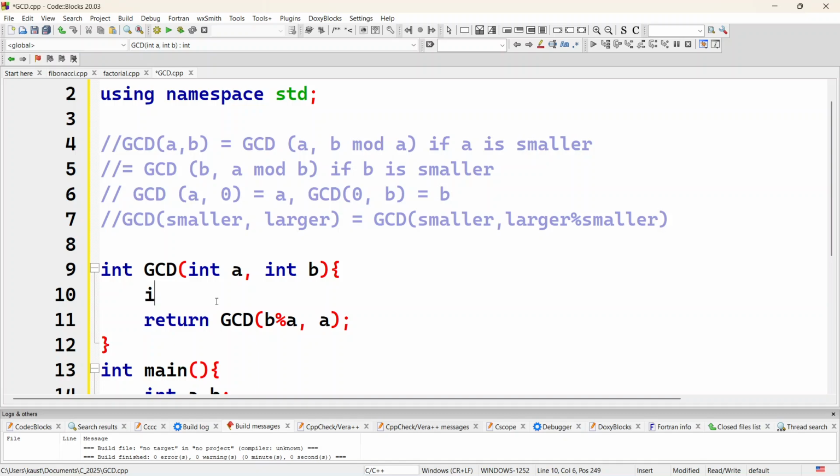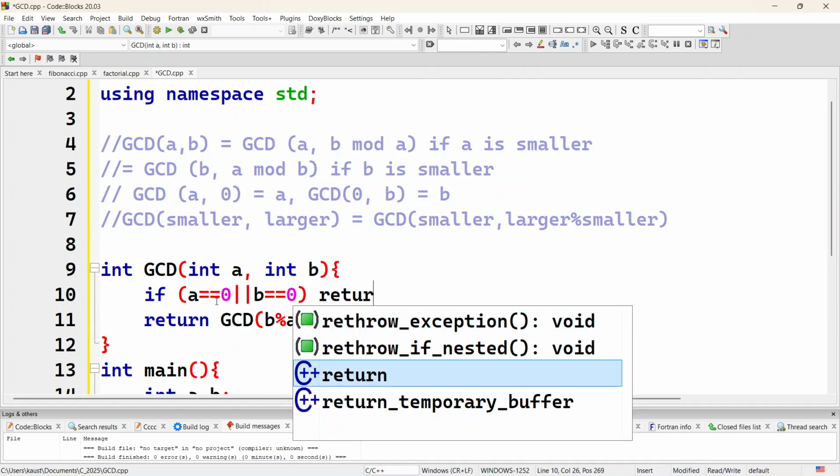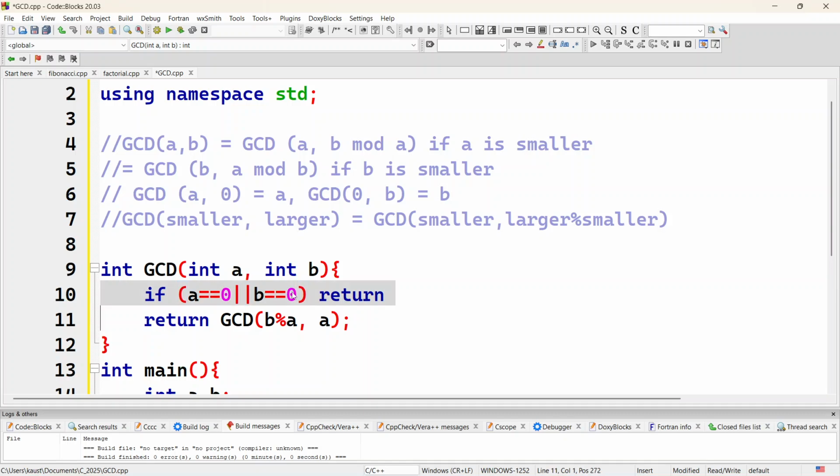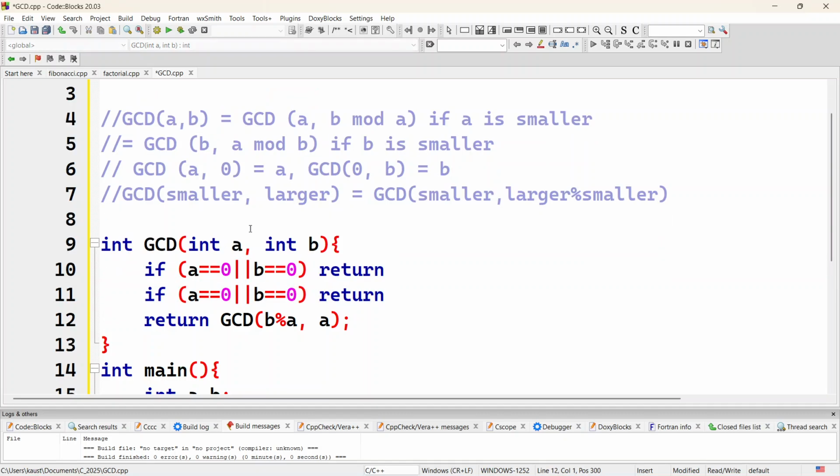Okay, and the base case is if A equal to 0, either one of them is 0, right? So if A equal to 0 or B equal to 0, in that case, return, we cannot combine them. We have to keep them separate. So if A equal to 0, you will return the other one, that is B. And if B equal to 0, then you will return the other one, that is A. Got it?